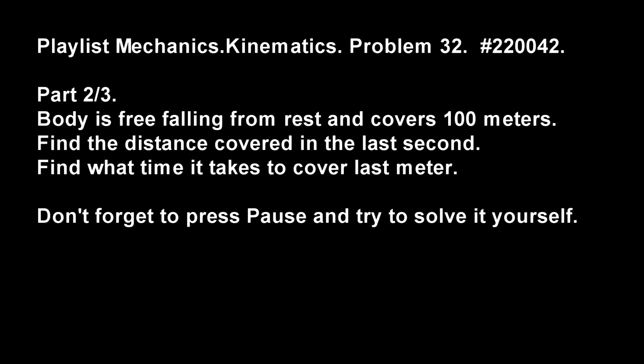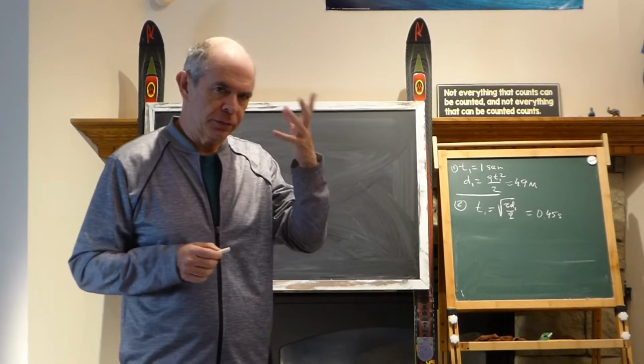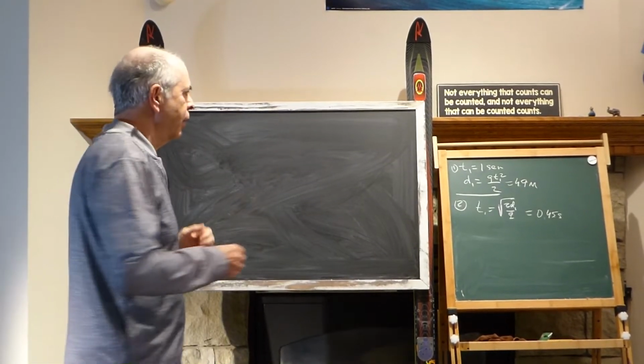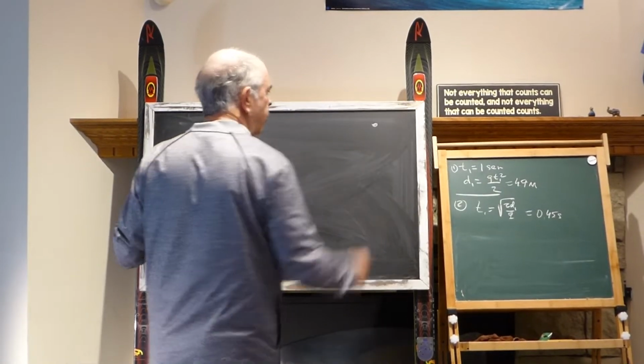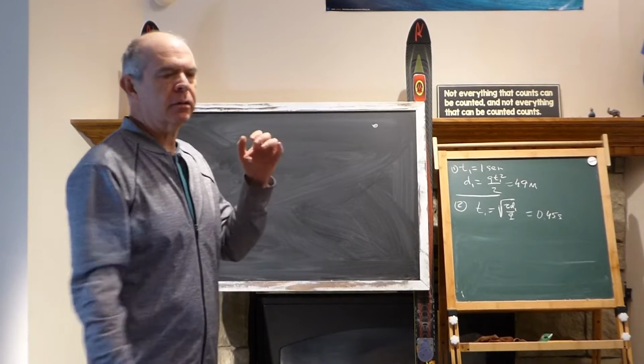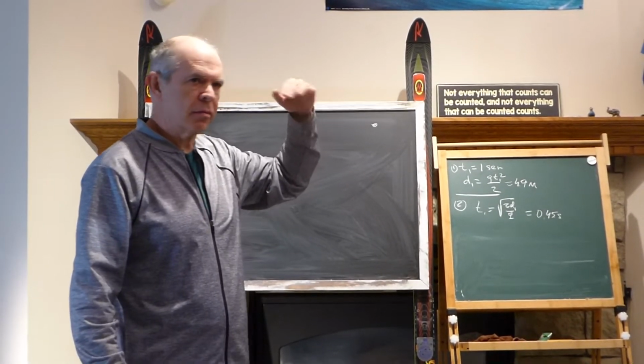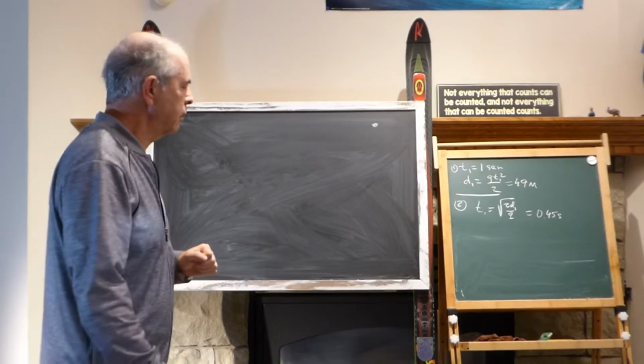So here is a problem. As always, read it, maybe once, maybe twice, and then pause the video and try to solve it yourself. Today's problem is part 2 of the previous problem. And if you recall, we had a body free falling down and covering 100 meters before hitting the ground. Free falling down with zero initial speed.